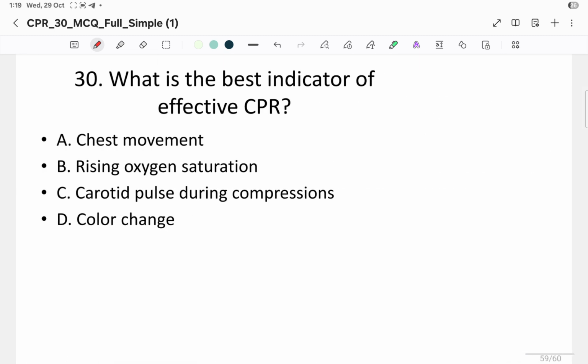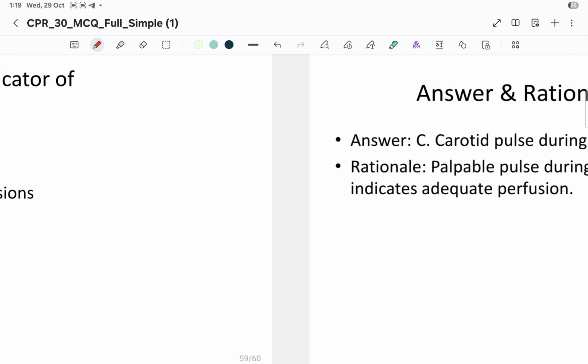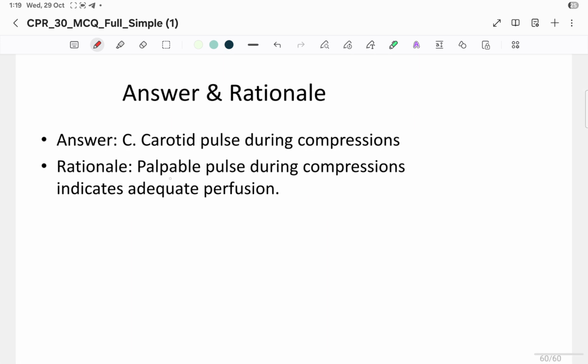Next, what is the best indicator of effective CPR? A. Chest movement. B. Rising oxygen saturation. C. Carotid pulse during compressions. D. Color change. And the correct answer is option number C, carotid pulse during compression. So the best indicator of effective adult CPR is carotid pulse during compressions. So the palpable pulse during adult compressions indicates adequate perfusion.